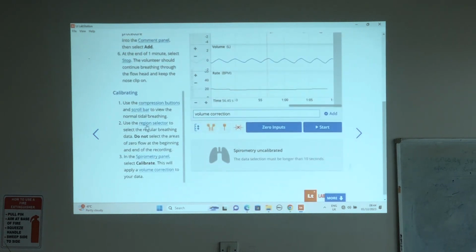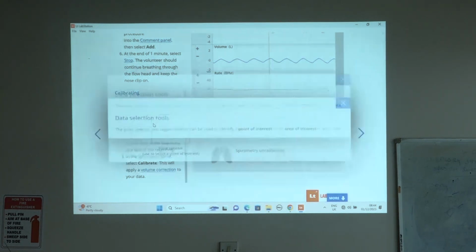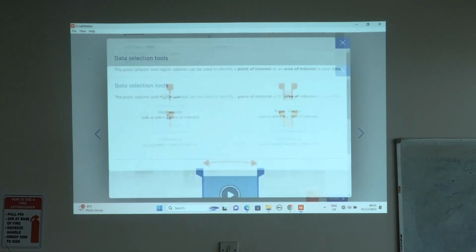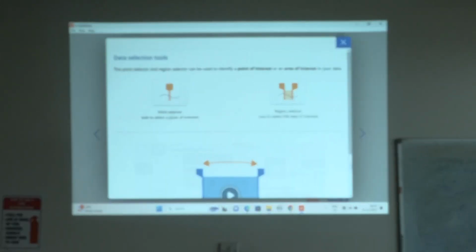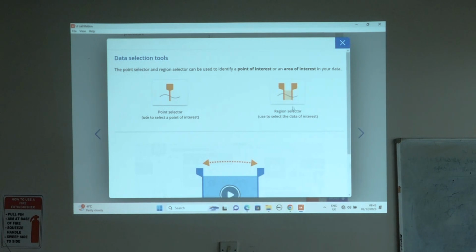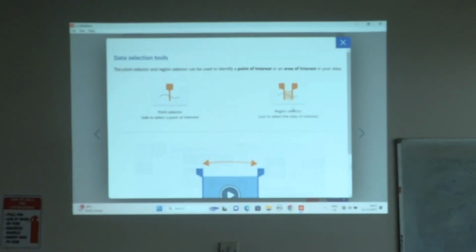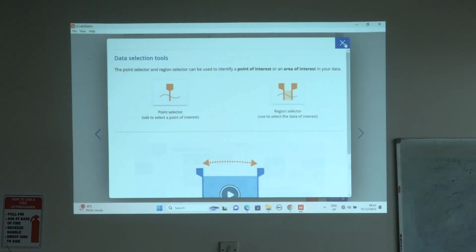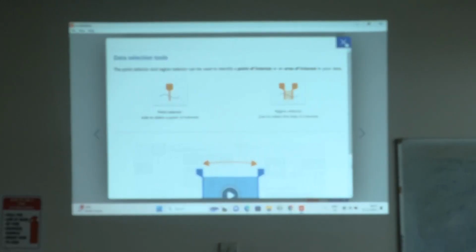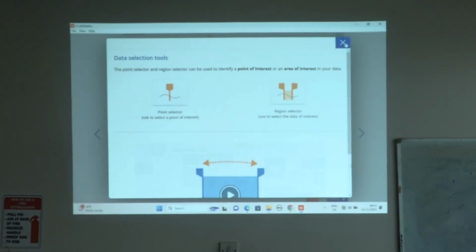Now use the region selector. Assuming I don't know what the region selector is, I have to click this, an icon for the point selector and an icon for the region selector. We will need all of these tools when we get to the point of analyzing the data that we have acquired.